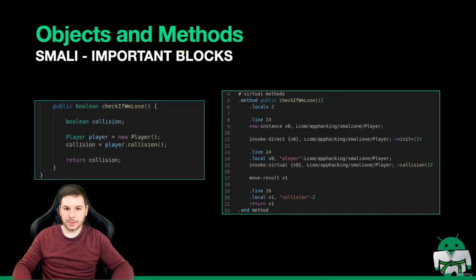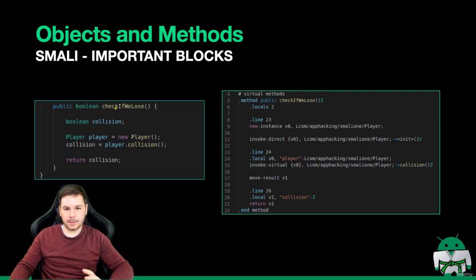All right, so we start with a simple example. On the left, we've got our check if we lose function. And this one has a local variable, which is named collision. We are creating a new player, and this player now calls this collision function, and this collision returns a Boolean value, true or false, and then we return this value over here. And if this value is, for example, true, then we lose, otherwise the game can move on.